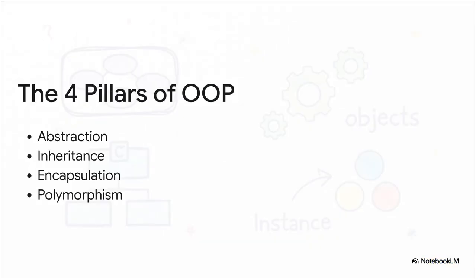All right, here they are. Abstraction, inheritance, encapsulation, and polymorphism. Now, I know they sound like big, scary academic words, but trust me, they're actually concepts that help us write code that is flexible, reusable, and just plain easier to manage.